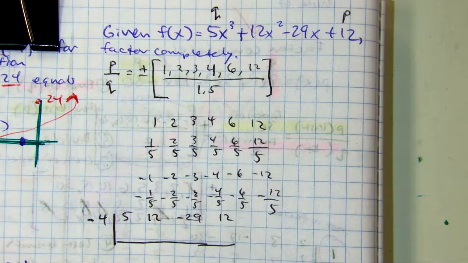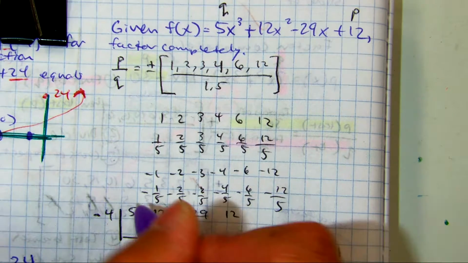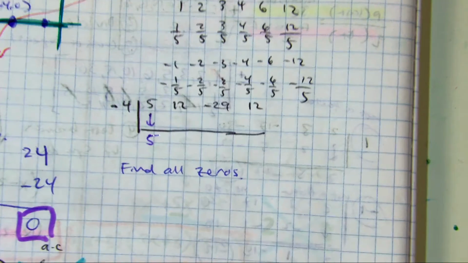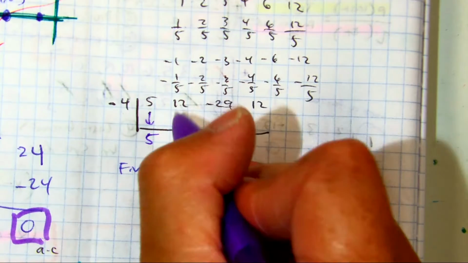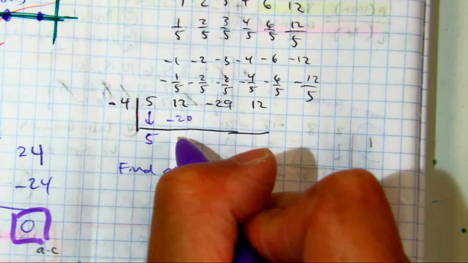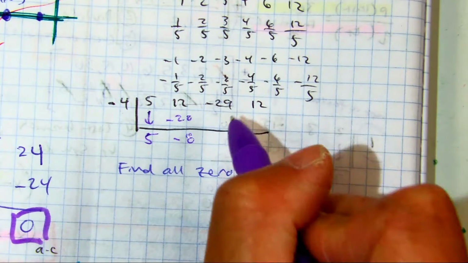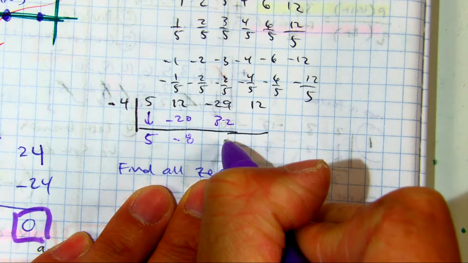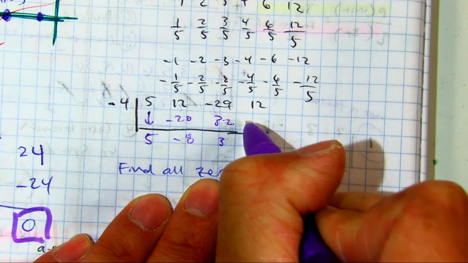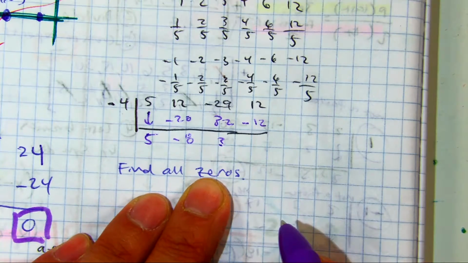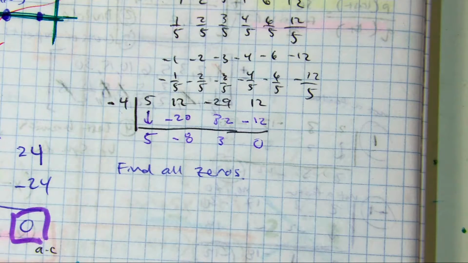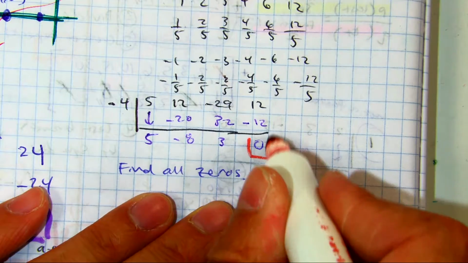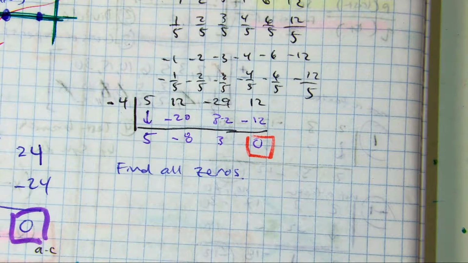Negative 5. Negative 4 times 5, negative 20. Under 12. Negative 8. Negative 4 times negative 8, 32. And then negative 3. Then negative 12. There. Okay, so what does that mean? Negative 4 works.